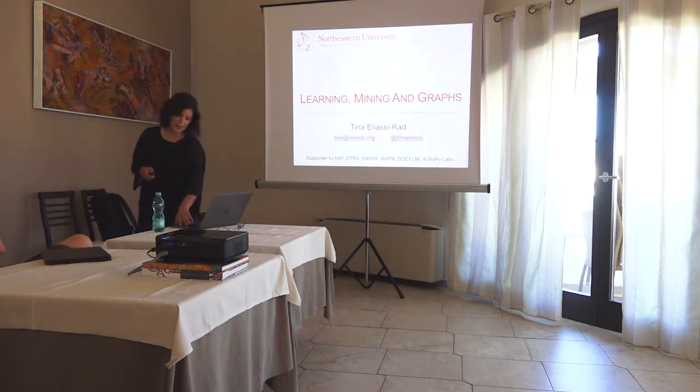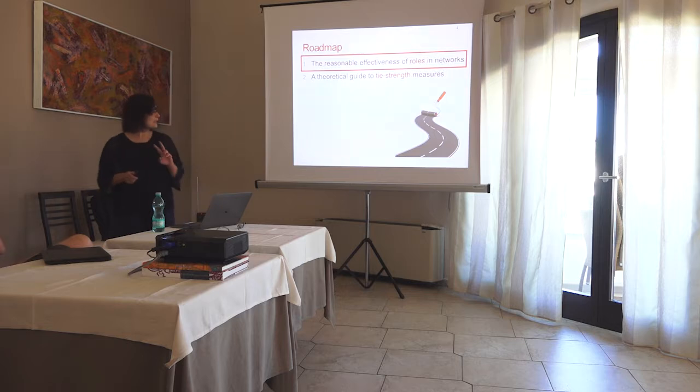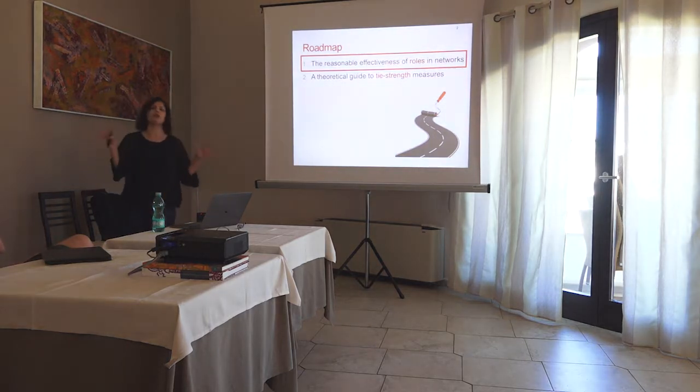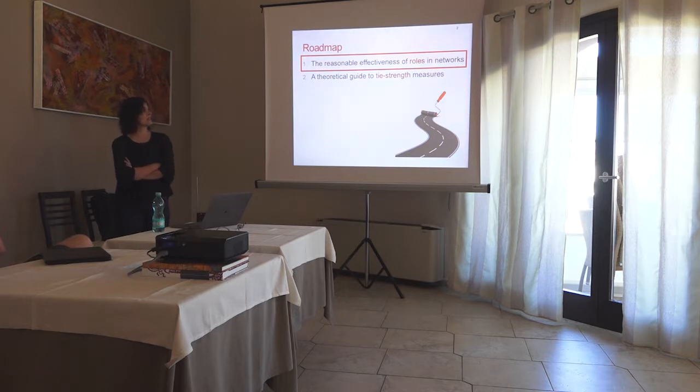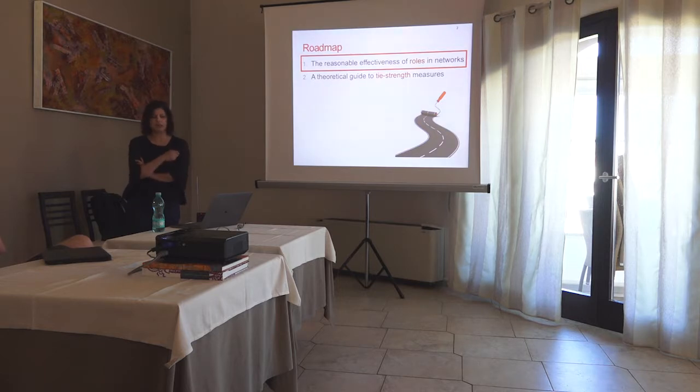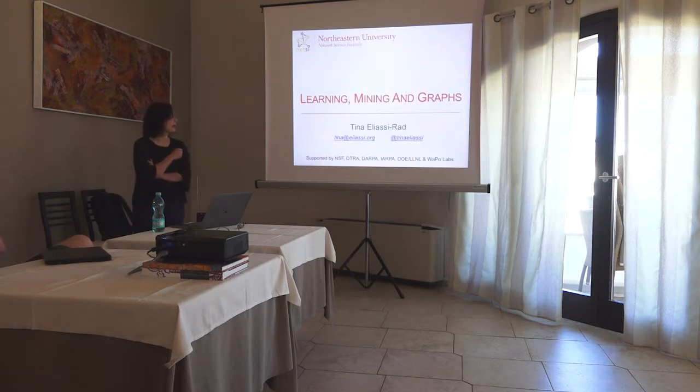So, I'm going to talk to you about two things. One is roles. I promise for those of you who have heard about roles, there's going to be some new stuff. I'm just going to quickly go through the first generation of the algorithms. The reason I'm going to talk about roles is because computational social scientists have found it very interesting and useful for themselves. And then next, I'm going to talk about some work I did on tie strengths, this idea of how strong is my relationship to you? And there's going to be some new stuff there, too, if you've heard about that.